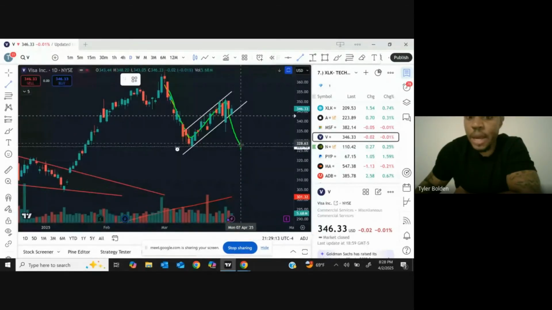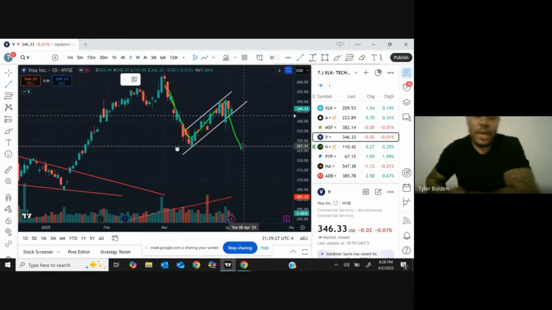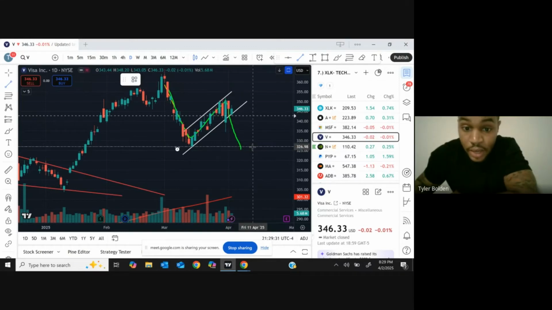I need to see a hammer, a spinning top, any type of bullish candlesticks. So you've got a hammer, inverted hammer, spinning top, a doji. These are all candlestick patterns that are bullish. If I see these forming at this area, plus we're on support, then we have potential to run back up here, and then we'll be performing that double bottom.